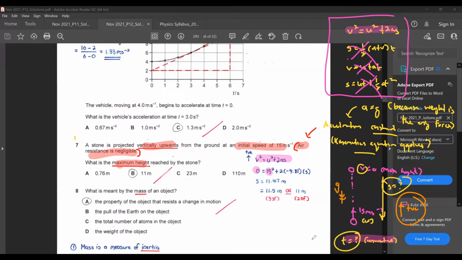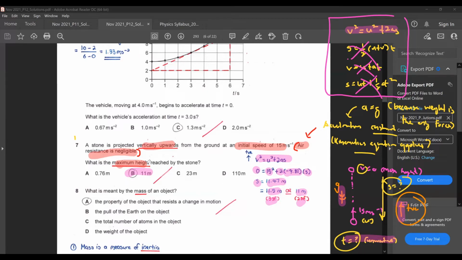v is 0, u is 15, and then it's 2 times negative 9.81 times s. 9.81 is negative because your acceleration is opposite to your sign convention. Sign convention is upwards positive, but your g is downwards, so it's negative. So eventually s is 11.47 meter, giving you 11.5 meter if you calculate it to 3 SF, or it will be 11 meter if you calculate it to 2 SF. So answer is B. Okay, so that one is number 7.